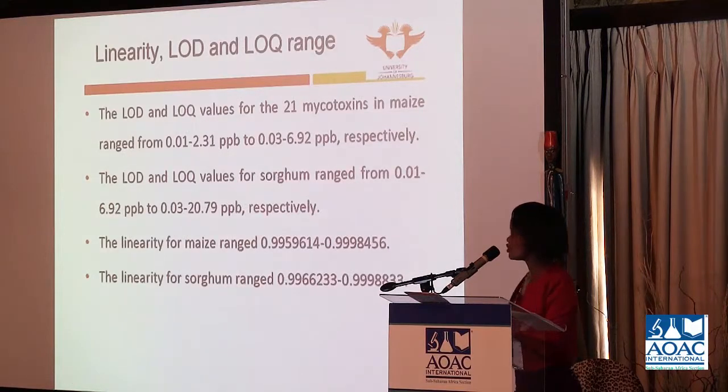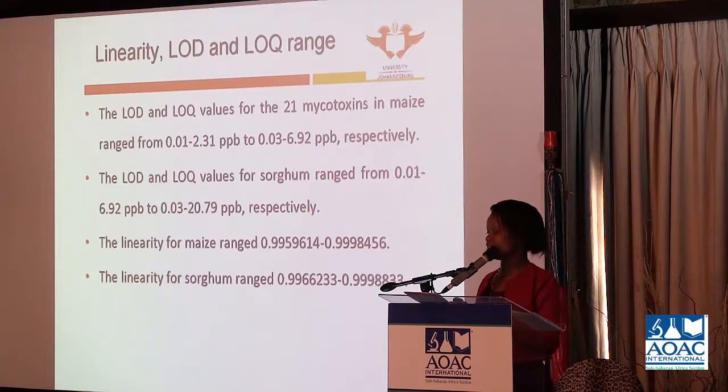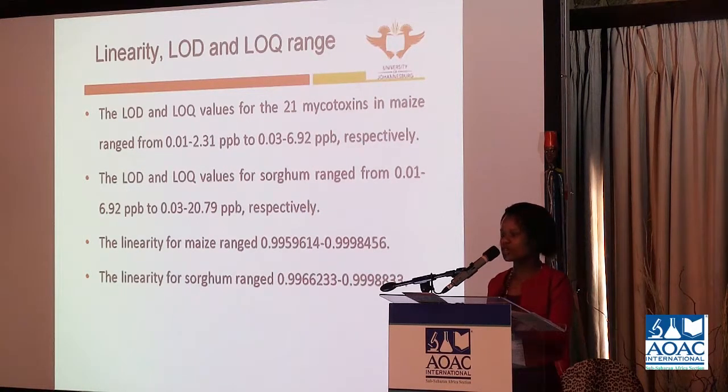It's a continuation. To summarize this table, the LOD and LOQ values for 21 mycotoxins in maize range from 0.01 to 2.31 ppb for LOD, and for LOQ range from 0.03 to 6.92 ppb respectively. During the analysis, it's actually difficult to analyze many mycotoxins, because most of the methods determine probably 8 or 10. So with me, I was working with 24 mycotoxins, and I reduced to 21 mycotoxins, because some of the mycotoxins, when I was preparing the matrices, were giving me problems. And the LOD and LOQ for sorghum range from 0.01 to 6.92, and for LOQ from 0.02 to 20.78 ppb.